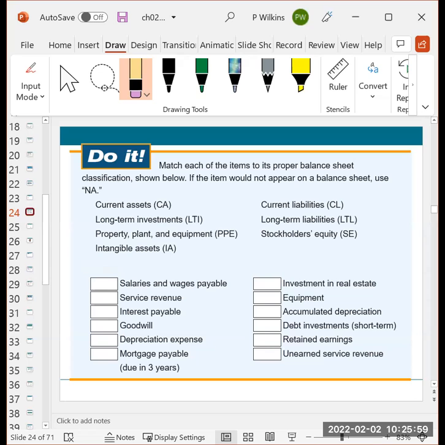Okay, so this is in our book. So we're going to do this one together. Match each of the items to its proper balance sheet classification below. If the item would not appear on a balance sheet, use NA. And so let's see. Salaries and wages payable. Actually, you know what? This one's in the book. So hold on a second. I'm not going to put that on there. Okay.